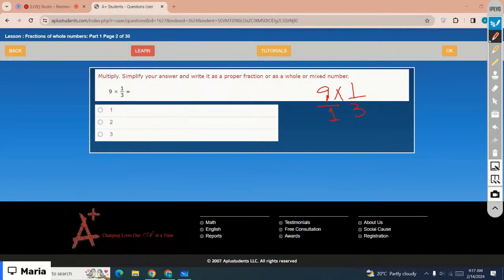So now 9 by 1 and 1 by 3, they both are fractions. We know how to multiply fractions. You need to do numerator times numerator. 9 times 1 is 9, and denominator times denominator, that is 3. Now you need to divide 9 by 3. So 3 times what number is 9? 3 times 3 is 9. So 9 divided by 3 is 3. The correct option is 3. Got it, everyone? The correct option is 3.